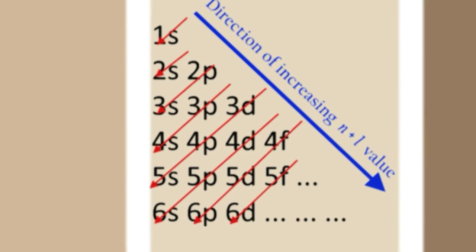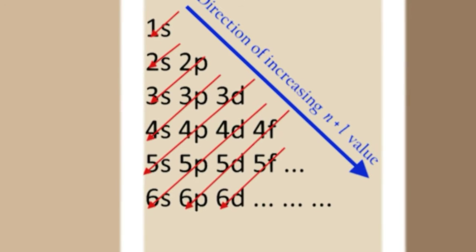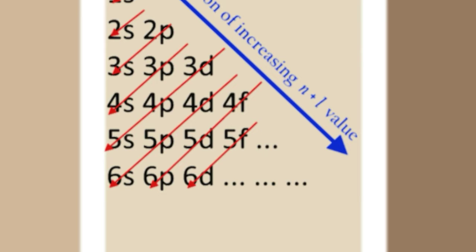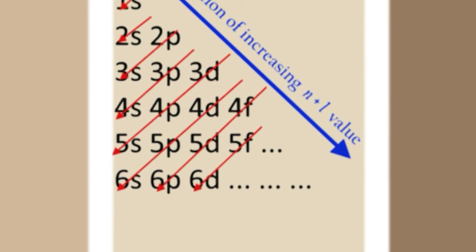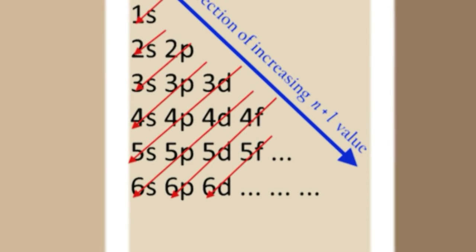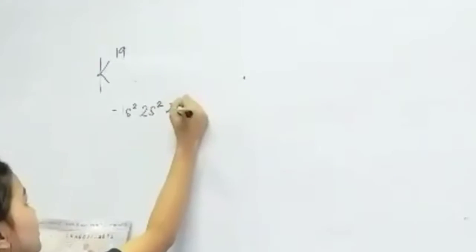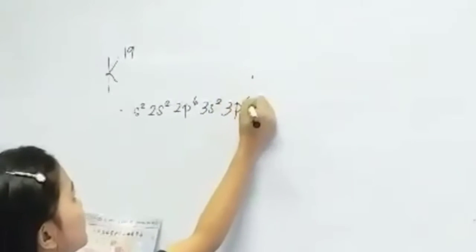That means, in the ground state of an atom, an electron enters the orbital with lowest energy first, and subsequent electrons are fed in the order of increasing energy. For example, 1s2 shell should be filled before proceeding to 2s subshell. 1s2, 2s2, 2p6, 3s2, 3p6, 4s1.